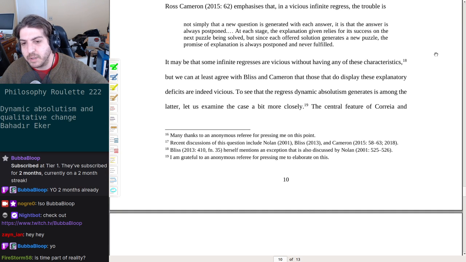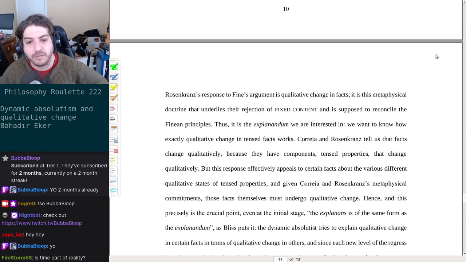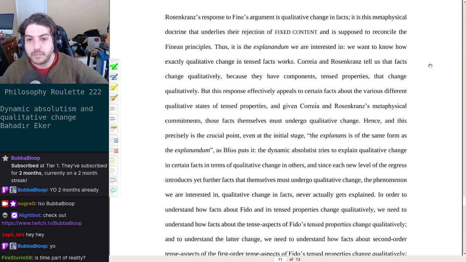It may be that some infinite regresses are vicious without having any of these characteristics, but we can at least agree with Bliss and Cameron that those that do display these explanatory deficits are indeed vicious. To see that the regress dynamic absolutism generates is among the latter, let's examine the case a bit more closely. The central feature of Correa and Rosenkranz's response to Feynman's argument is qualitative change in facts. It is this metaphysical doctrine that underlies their rejection of fixed content and is supposed to reconcile the Feynman principles.